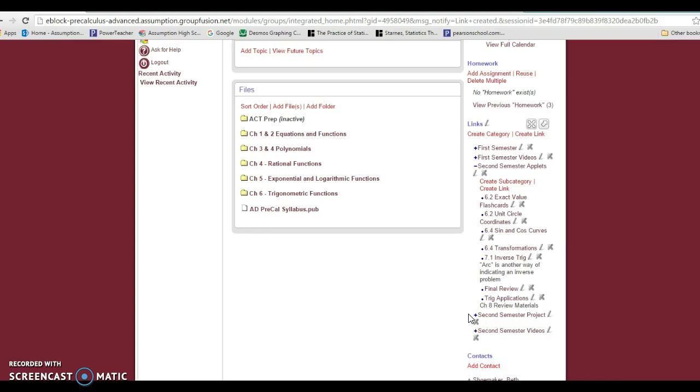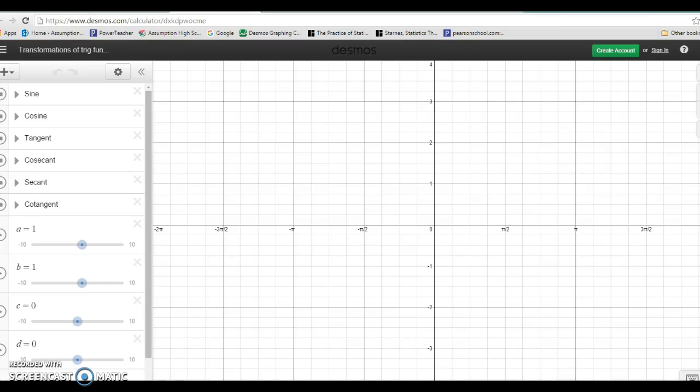Alright ladies, for the second video, notice I'm back on School Fusion. I'm going to take a look at the 6.4 Transformations link out of the second semester applets. And it should look like this.